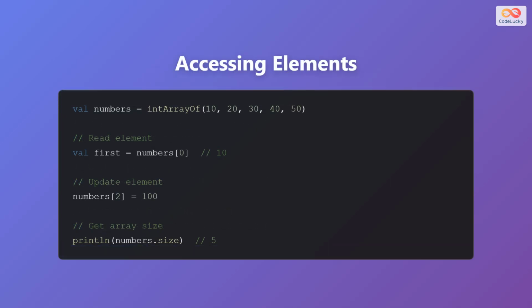Accessing and modifying primitive array elements is straightforward. You can read an element using square bracket notation with the index. For example, numbers[0] returns the first element, which is 10. To update an element, simply assign a new value using the same notation. numbers[2] = 100 changes the third element to 100. You can get the array size using the size property, which returns 5 in this case.